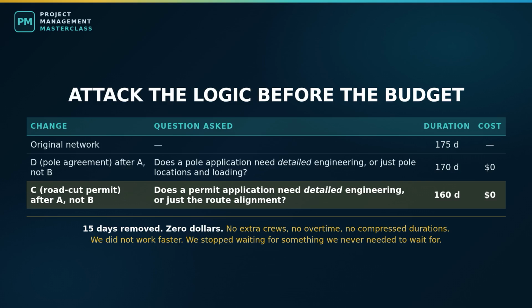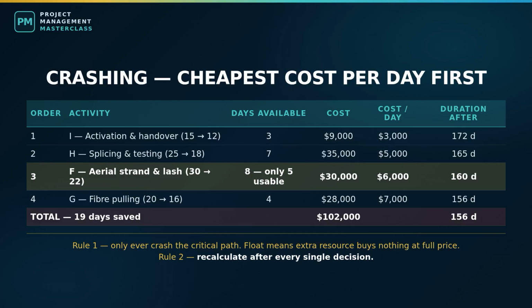Now do the same to the road cut permit. Does that application need complete detailed engineering, or does it need the route alignment, which again comes from A? For most municipalities, the alignment. Recalculate again. 160 days, 15 days removed. Cost, $0. No extra crews, no overtime, no compressed durations, no additional risk beyond the modest chance of a resubmission.